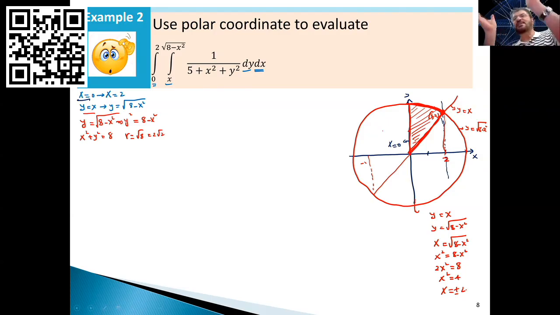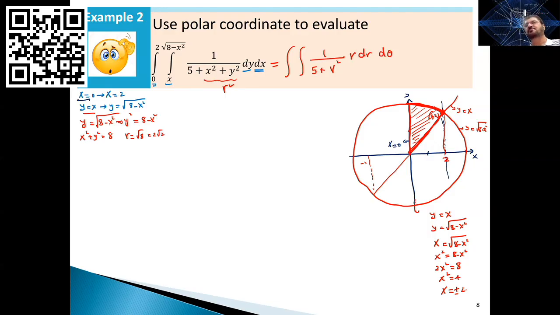So I noticed that this is like a pie, isn't it? So it's a circular region. Then definitely I can change it to polar. The question is, to do that, what do we say? We said this is equal to the double integration of 1 over 5 plus, we know that this is what? r squared. So here is r squared. Don't put 8. It's just r squared. Then what? r dr d theta.